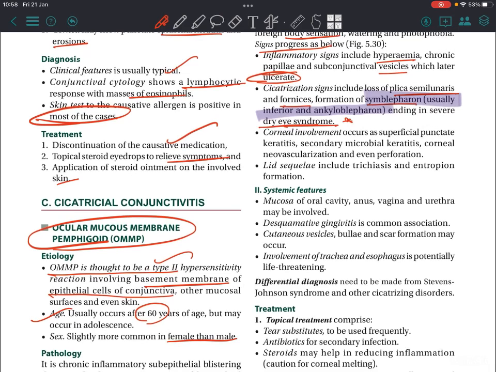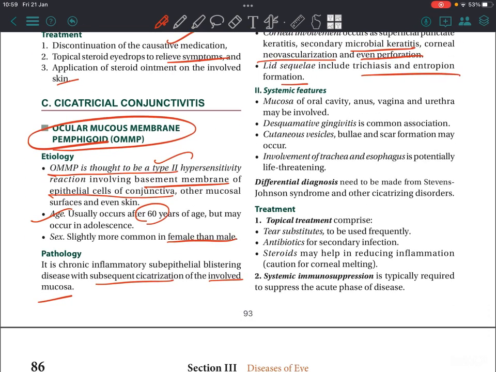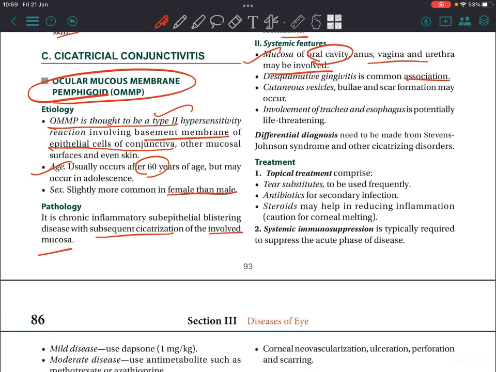Corneal involvement occurs as superficial punctate keratopathy, secondary microbial keratitis, corneal neovascularization, even perforation. Let's also include trichiasis, entropion formation, etc. Systemic features: mucosa of oral cavity, anus, vagina, and urethra may be involved. Desquamative gingivitis is the more common association. Cutaneous vesicles, bullae, and scar formation may occur. Involvement of trachea and esophagus is potentially life-threatening.